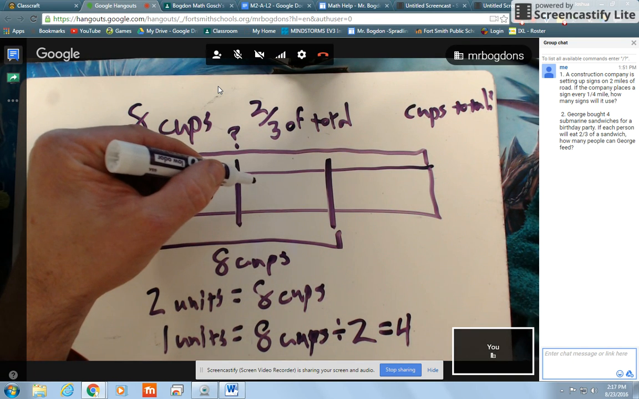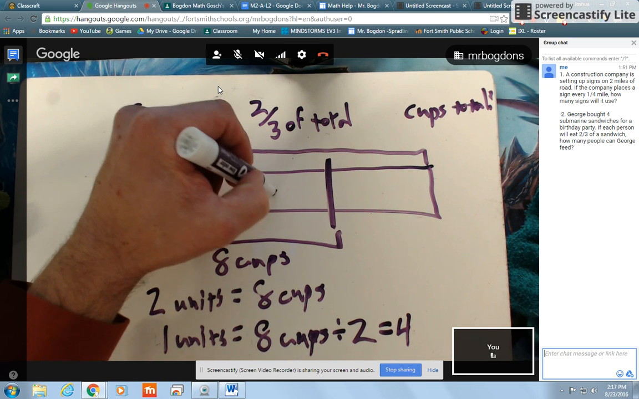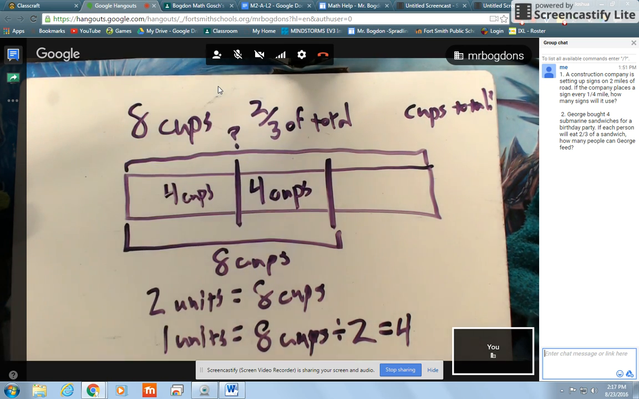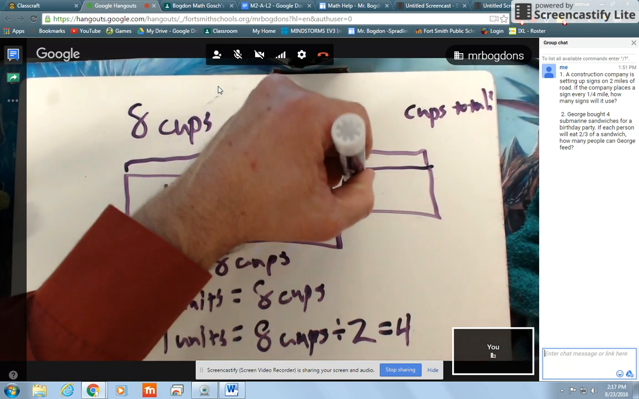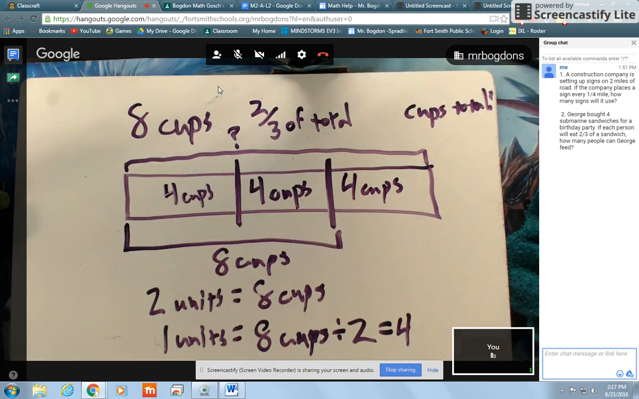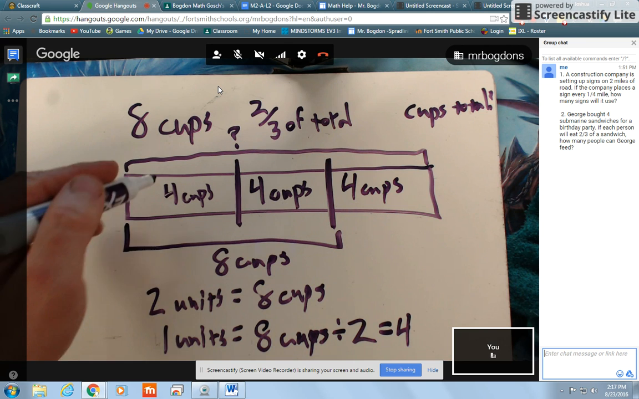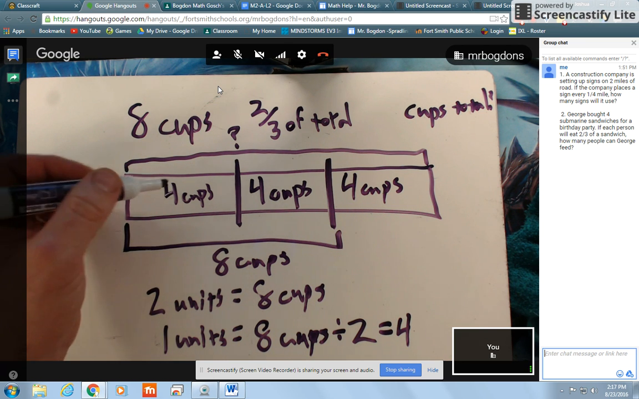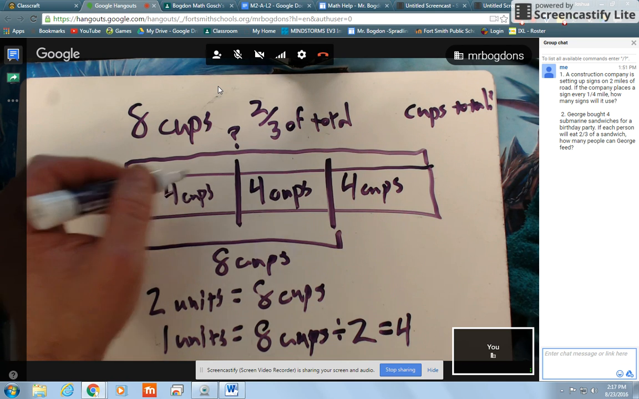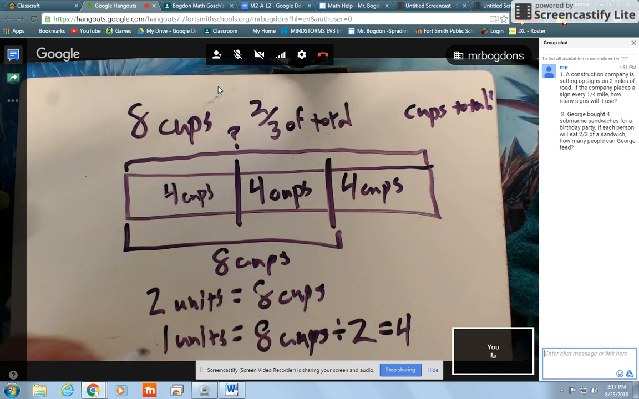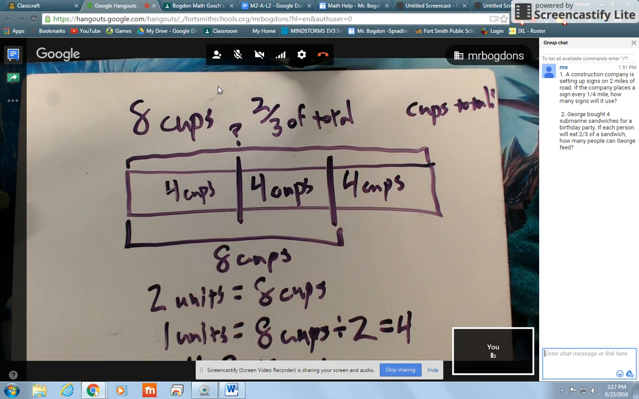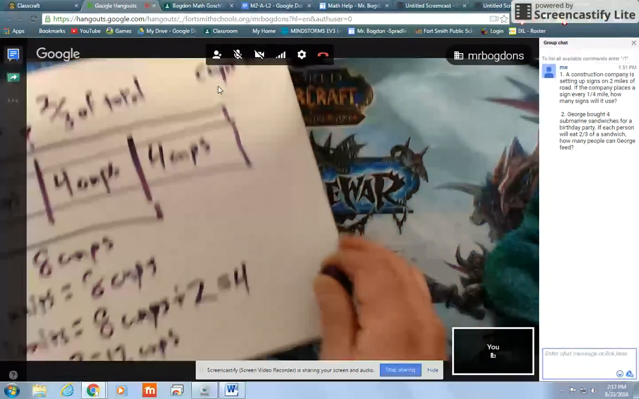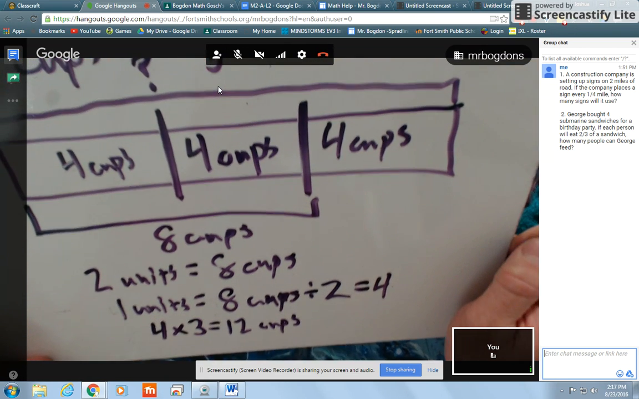How much will this one be? I've got one person saying 4 cups. Okay, so now everyone, what's this last third going to be? Okay, so now I should be able to count by 4s, or I can multiply. I mean, I could say 4 plus 4 plus 4. What's the faster way of doing it? So 4 times 3 equals 12 cups.